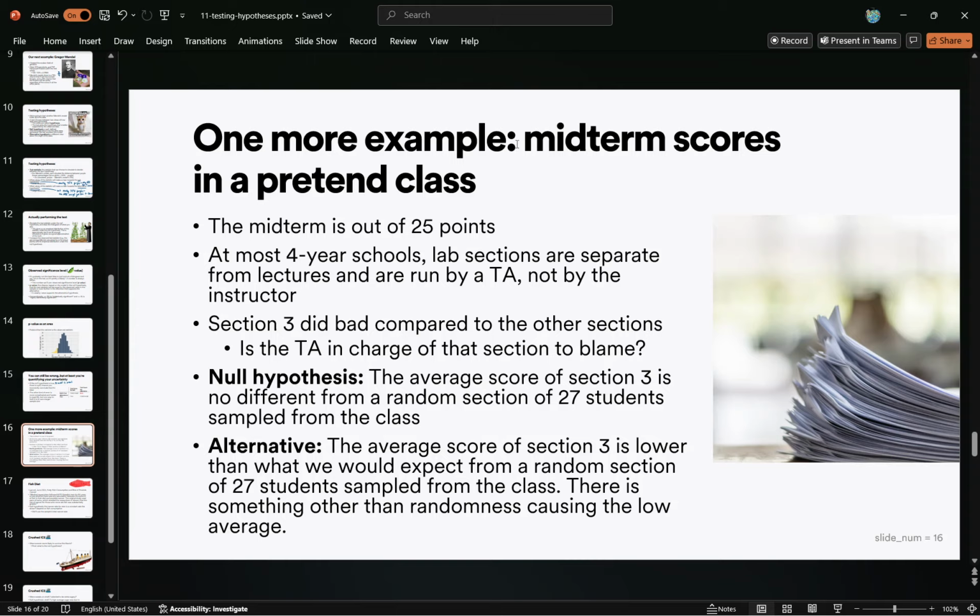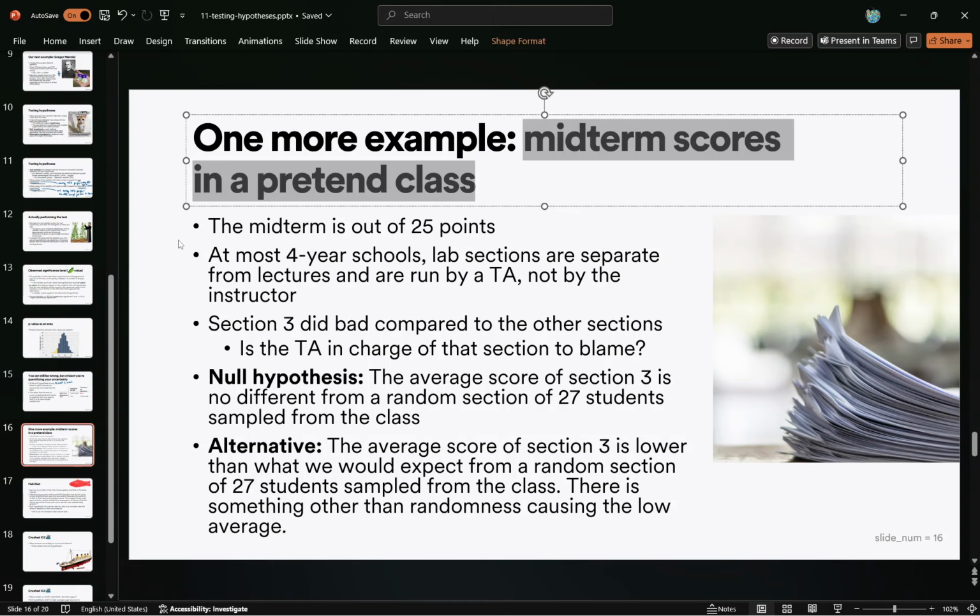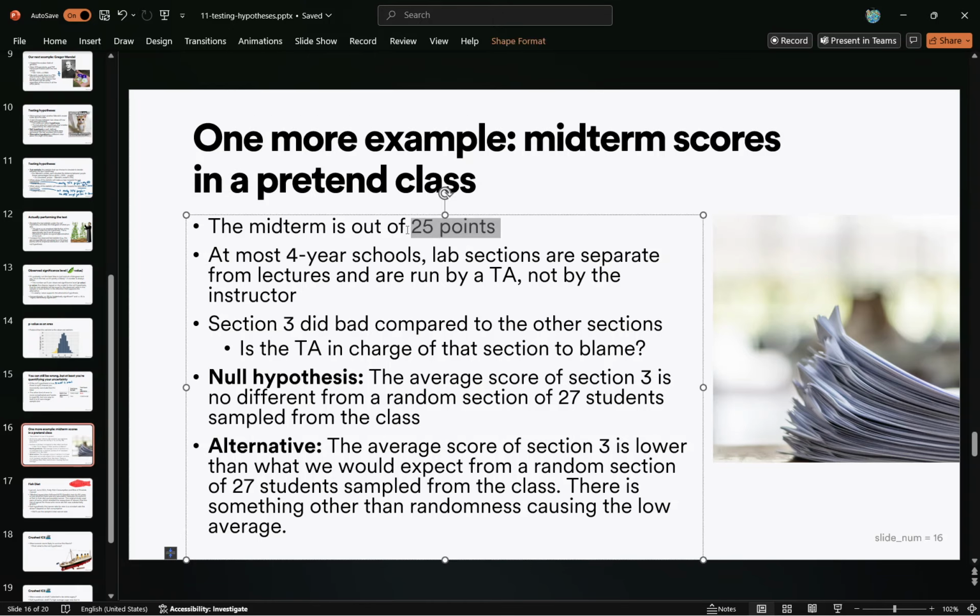Let's say that we've got some midterm scores in a class, and the midterm was out of 25 points, and we got the data for every student. Right? We got the data of their scores for every student, and the scores were out of 25 points, and this was a giant class. Maybe it was a data science class at Berkeley or something.